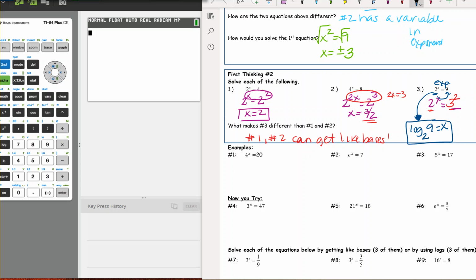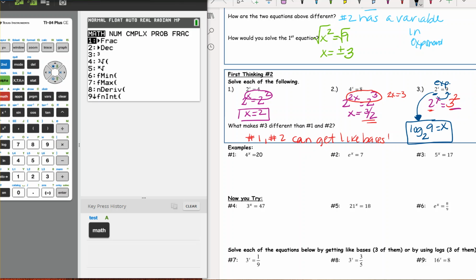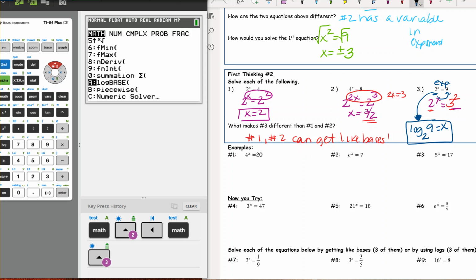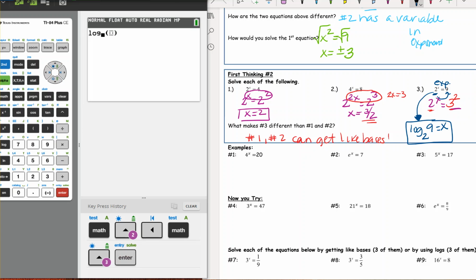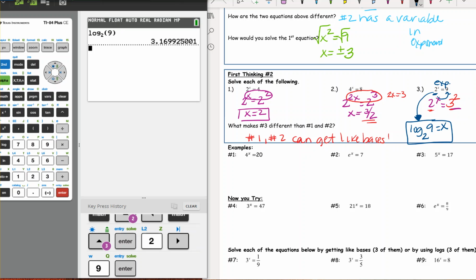So go over here to the left side of the video, and I'm going to show you two different ways to enter that into your calculator. First way is you press math, and then I'm going to use the up arrow because I'm trying to get to A. Whoops. Let's go back, math. Trying to get to this where it says log base, and I'm going to choose enter. And my calculator is going to let me put a 2 for the base and a 9 inside, and then press enter. So what I would get here is that x equals 3.1699.